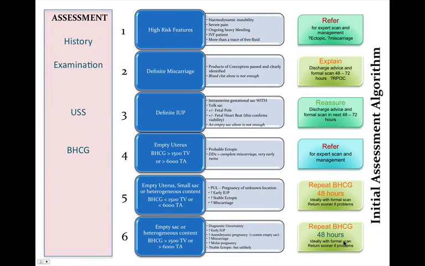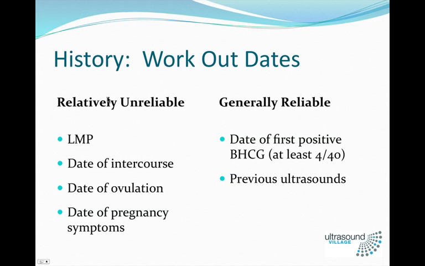This is the initial assessment algorithm we mentioned before, and we're going to go through it in detail. The first thing is to work out the dates, see where you are. Patients usually can tell you when their last menstrual period was. Sometimes they can tell you when their date of intercourse was, or they ovulated, or the date of the pregnancy symptoms, but these aren't particularly reliable symptoms.